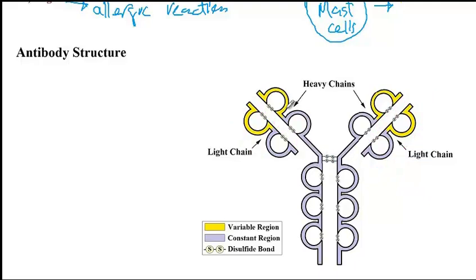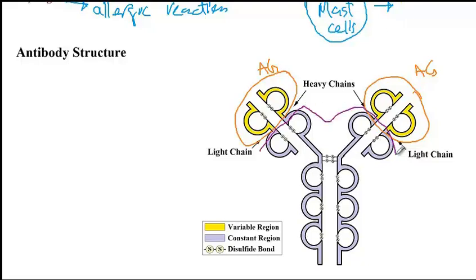Now there are other regions here that I've shown with different colors for you. Some are shown with yellow, and these are actually called variable region, because these are the sites that will bind to antigen. And so differences in the variable region makes different antibodies capable of binding to different antigens, versus the constant region, which is shown here in purple color. Constant region is the same in different classes of antibodies.